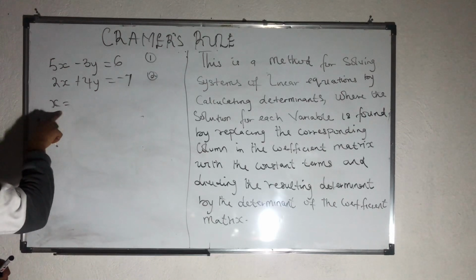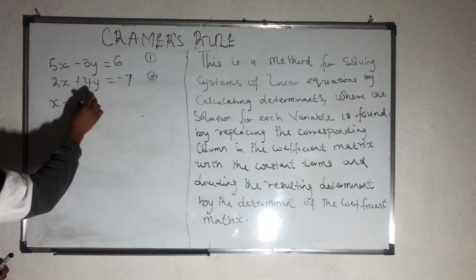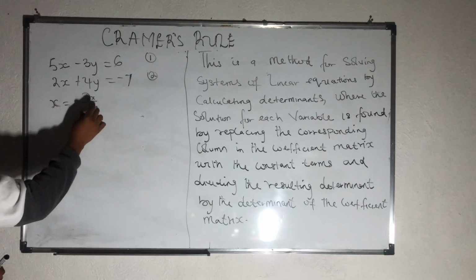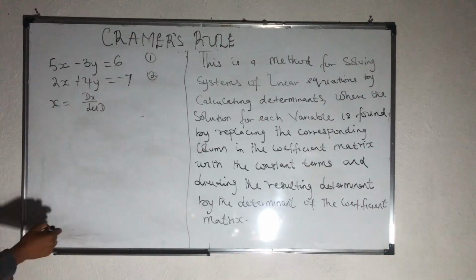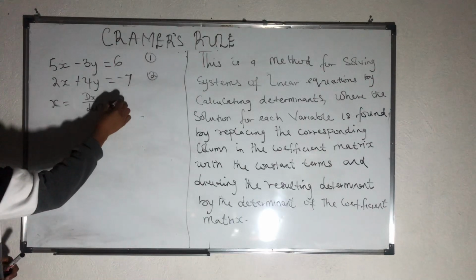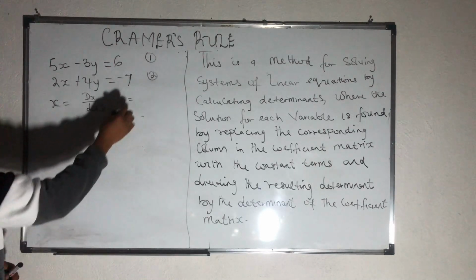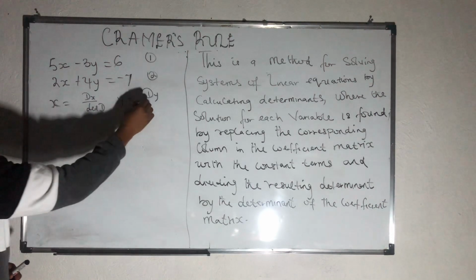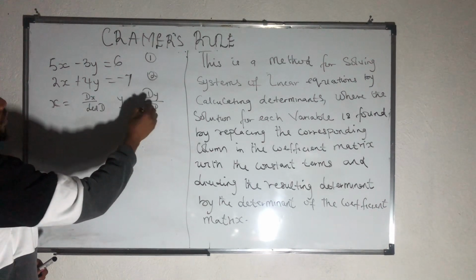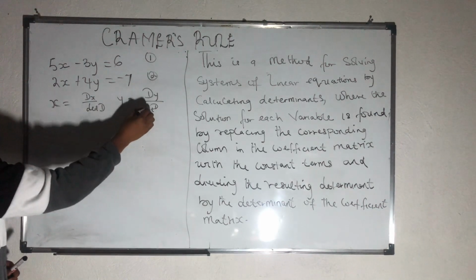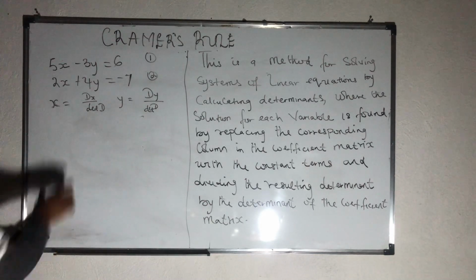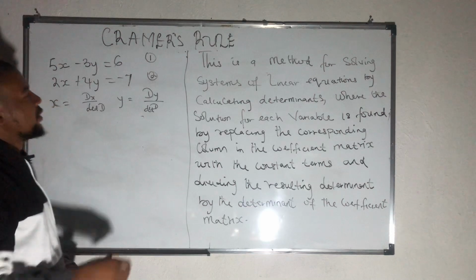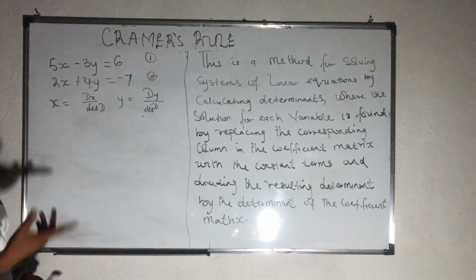The value of x is given by the determinant of x, which I'll call Dx, all over the main determinant. I might call this D, right? And the value for y will be gotten by the determinant of y, Dy, all over D. Okay, so this is the formula for getting the value of x and y, and I'm going to show you how to represent these coefficients as matrices.